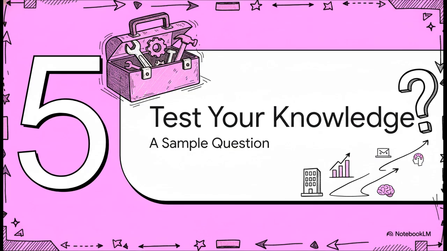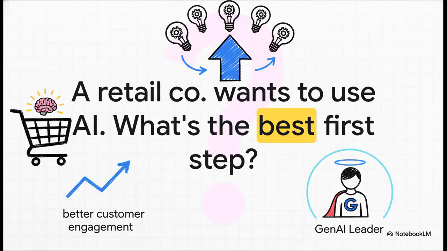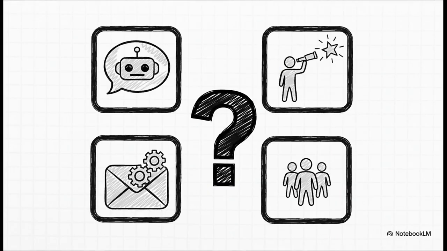Okay, you've got the toolkit, so let's put it to the test with a sample question. This is exactly the kind of strategic, business-focused scenario you can expect to see on the real exam. So here's the situation. A retail company wants to use AI to improve how they engage with customers, but leadership has no idea where to start. You're the generative AI leader. What is the absolute best first step you should take?